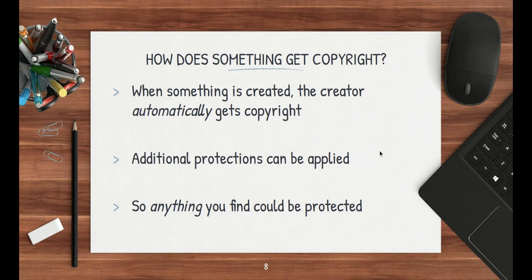So in addition to the moment of creation, there are additional protections that can be applied to copyright in order to make sure that they recognize it. Earlier I said that you could write something in your journal and it automatically gets copyright. Well, that's very difficult to prove sometimes. So if you've ever seen that little logo that has a C with a circle around it, that means that it's a registered copyright, which means there's additional protections applied to it.